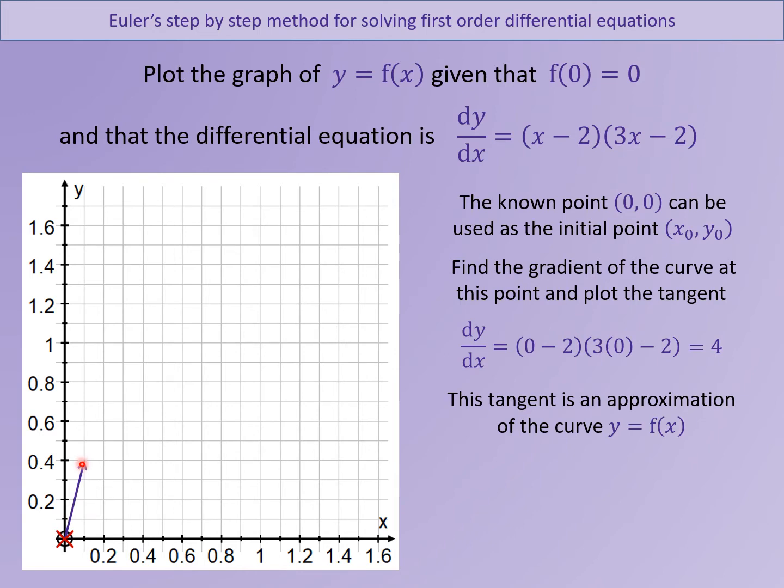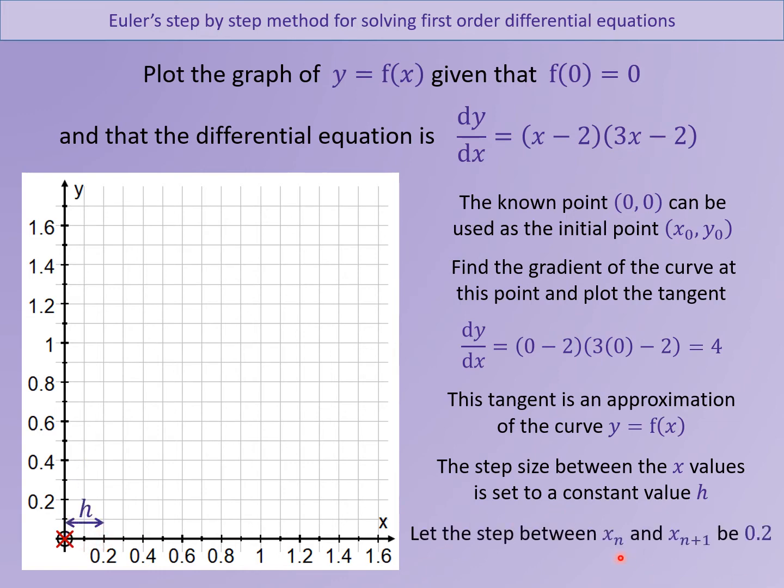At 0.1, it's gone up to about 0.4. Yes, it might be curving off, but I just know at that point that's the general direction. So what I'm going to do is travel in that general direction for a certain amount. Now that certain amount is what I can decide, or what the examiner would tell you. That's the step size, the step-by-step method, so the step size is dictated to you. And in this case, I'm going to just choose a step of 0.2.